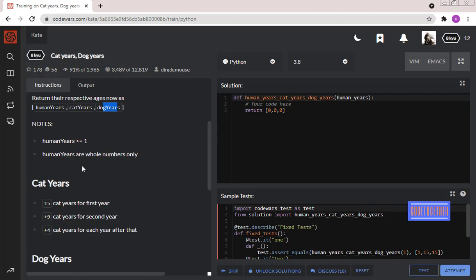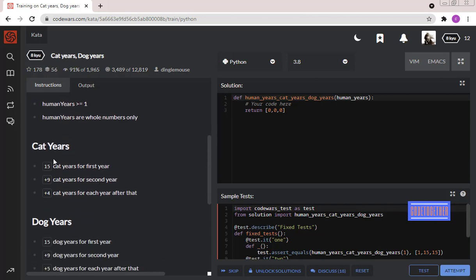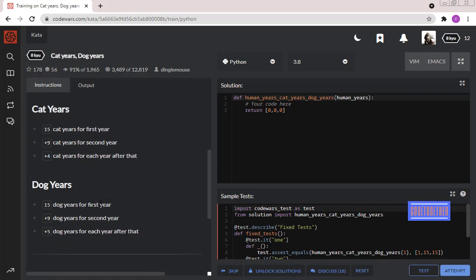Notes. For the first year, cat years is equal to 15, and for the second year, cat years is equal to 9, and after that each year is equal to 4. For the dog years, the first year is 15, the second year is 9, and after that each year is equal to 5.